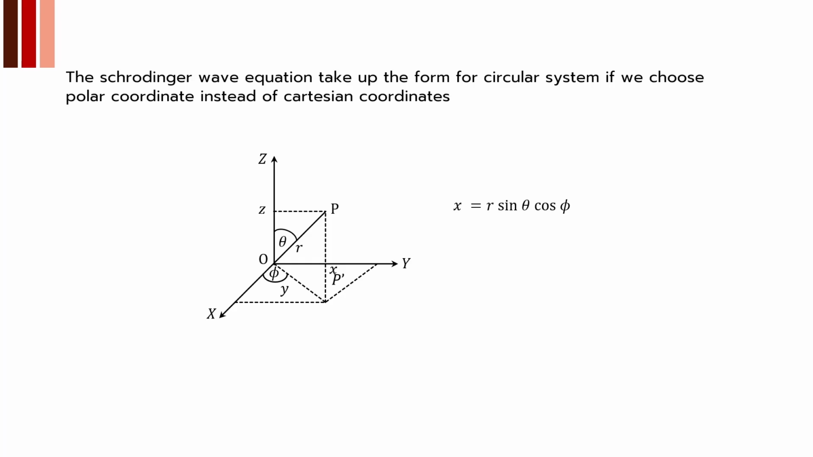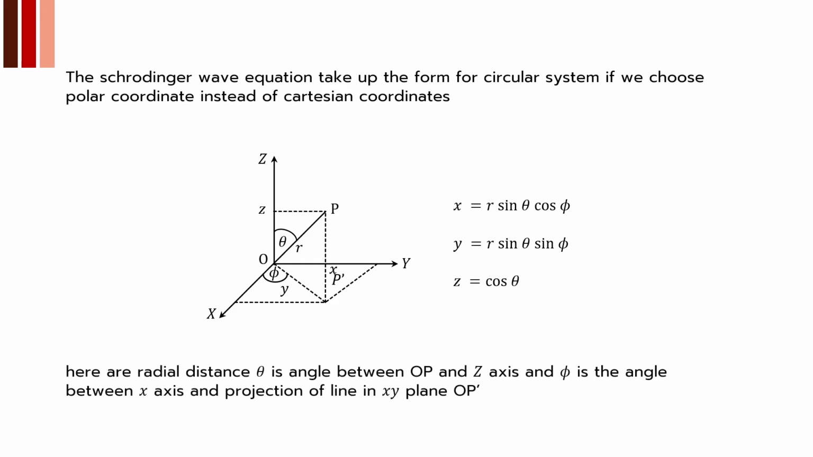We only accept the basic results that we know: if a point P is transformed to P dash along angles theta and phi, as demonstrated in the figure, and the radial distance r, then the coordinates are x equal to r sine theta cos phi, y equal to r sine theta sine phi, and z equal to r cos theta. Here r is the radial distance, theta is the angle between OP and the z axis, and phi is the angle between the x axis and the projection of the line in the xy plane along OP dash. So that is how it transforms.